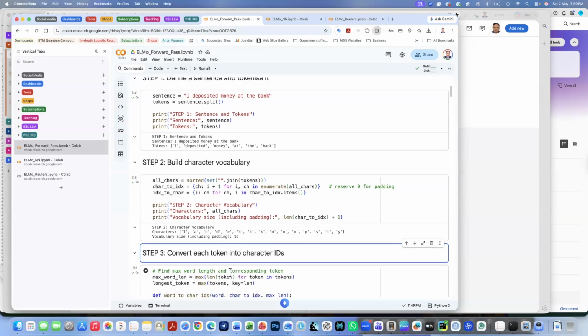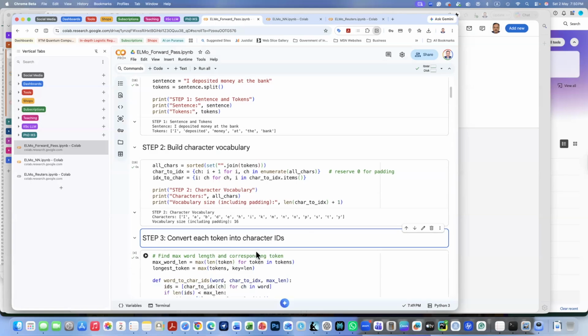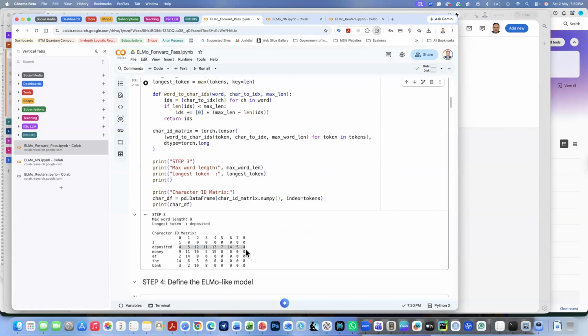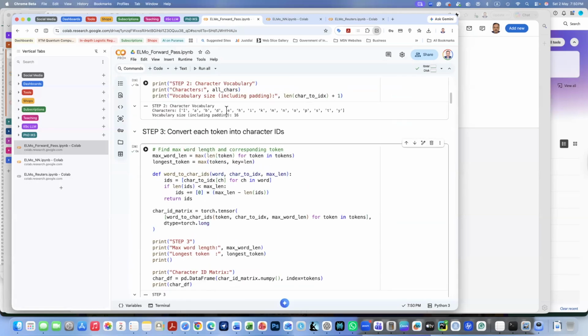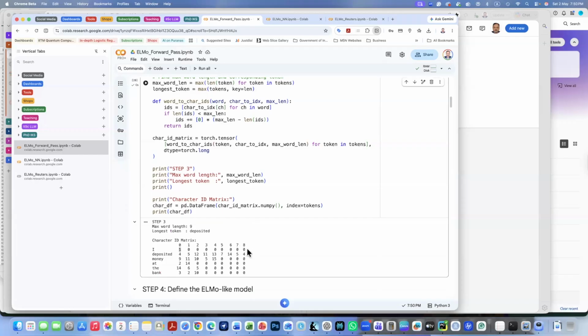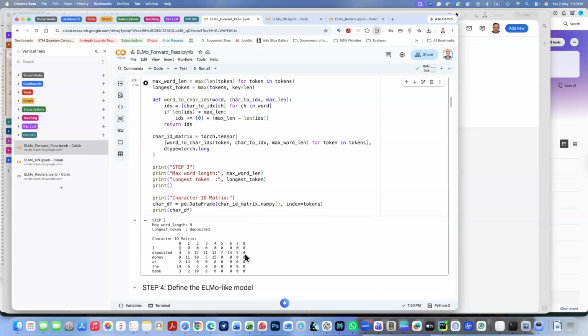After I have done my character vocabulary, I formulate my words out of the characters. So now my largest word is "deposited". It has got some 9 characters, and these are basically the identifiers, the character IDs. So here I have these characters, and each of them has got an ID which I have provided, based on the tokens. Then each word is formed out of the character IDs of equal length. I have to have it of equal length, so I have taken the length as that of the largest word. So this is clear? Any questions here?